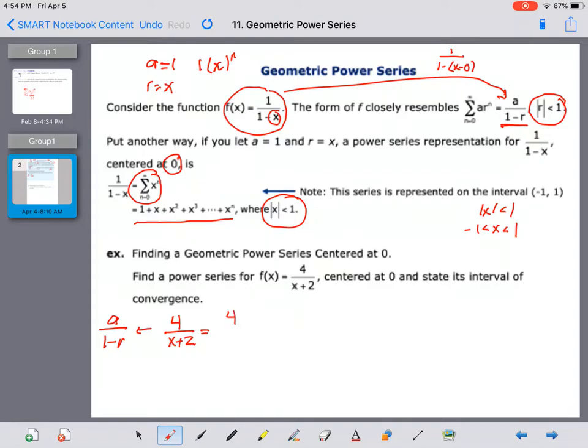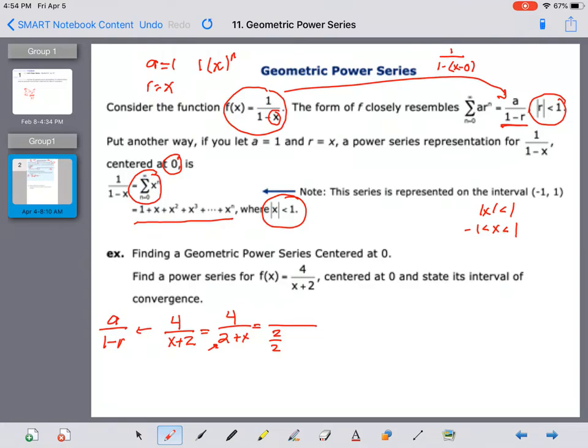And we get 4 over, I'm just going to put 2 plus x. Okay, so my first problem is the 2 value right here. I need that 2 value to be a 1. So if I divide it by 2, I get that 1 value. So that's what I'm going to do. I'm going to take that and take this 2 over 2.